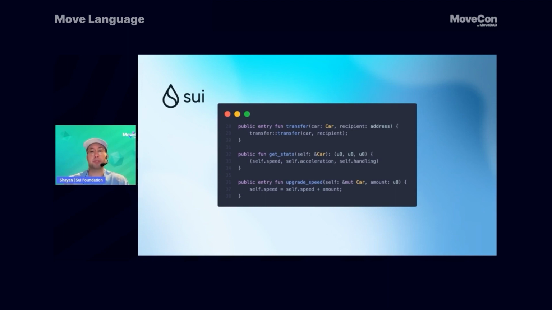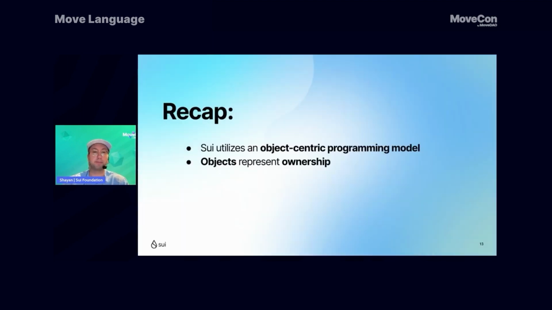Next, upgrade speed. Let's say you're playing a game and you do very well, and you want to now upgrade your speed in this game. How would you be able to do it? Instead of passing your read-only reference to the car, you'll pass a mutable reference because we're mutating this. And again, this is super similar to Rust. If you have any Rust experience, it'll look pretty similar to this. And then the amount by which you want to upgrade it. The actual logic is not that difficult: self.speed equals self.speed plus amount.